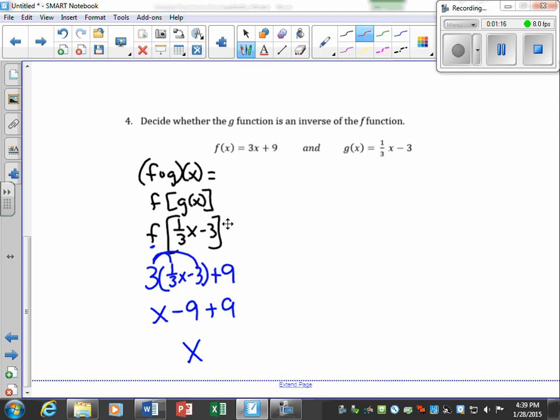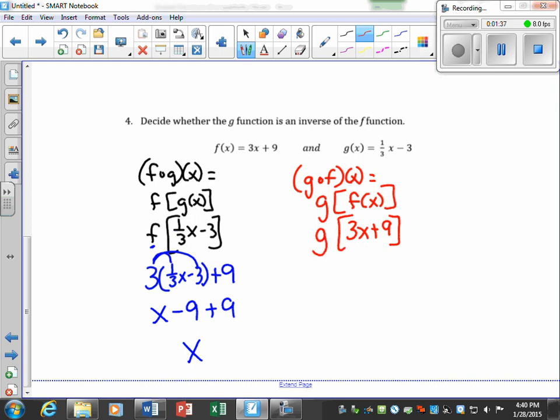But now we must test g of f of x, which is this form. And the first thing I'm going to do is plug in f of x. That is this 3x plus 9. Bring down the g. This notation tells me to go to the g function and write it down. So I'm going to say 1/3 x minus 3. I write this function down except everywhere x is, I put a parenthesis, and then I'm going to plug this in place of x.